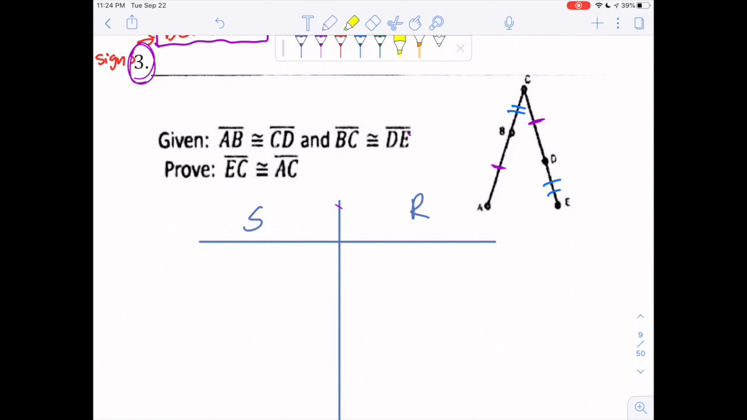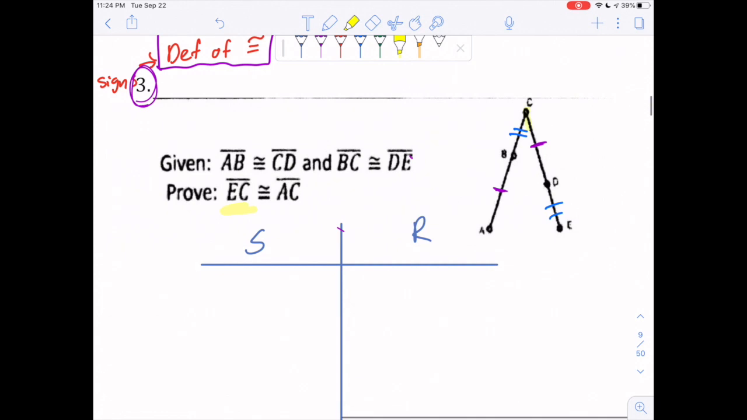Our goal is to prove EC. Where's EC? Oh, okay. This is EC. Side note, this is an E. It's probably a little hard to read, but that's an E. EC is congruent to AC. That's kind of obvious already when you look at it, right? These two are the same as these two, so if you combine them, they should be congruent as a whole as well.